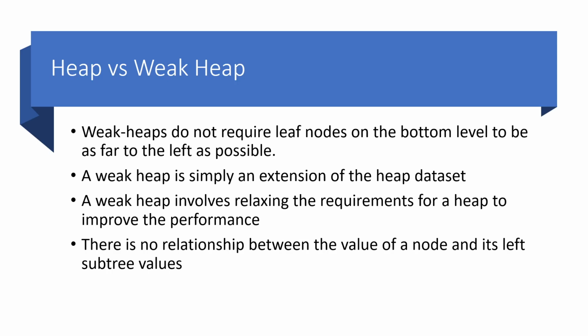So now let us look at the differences between a heap and a weak heap. So weak heaps do not require the leaf nodes on the bottom level to be as far to the left as possible, as is the case in a normal heap. A weak heap is simply an extension of the heap dataset, and it involves relaxing the requirements of a heap, which leads to improved performance. And there is no relationship between the value of a node and its left subtree values, as we have already seen in the previous rules.